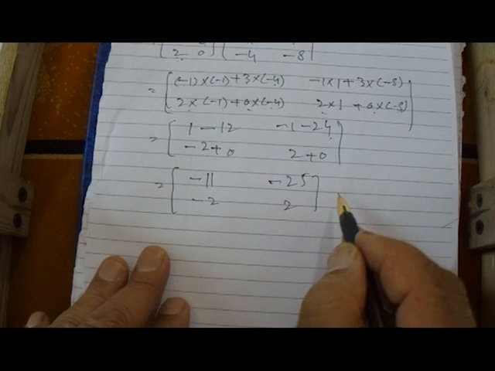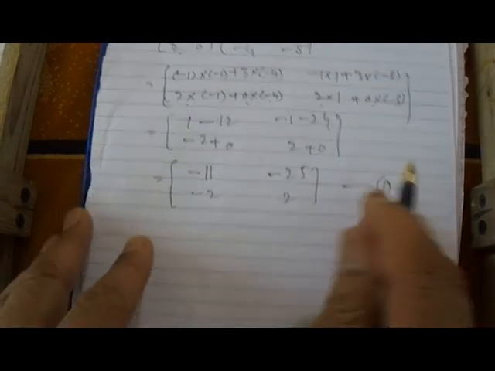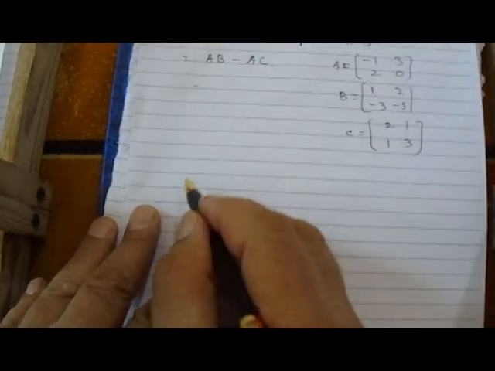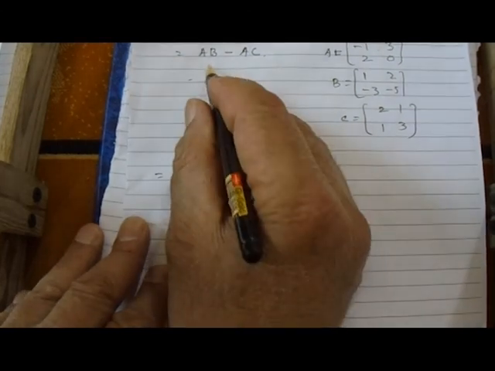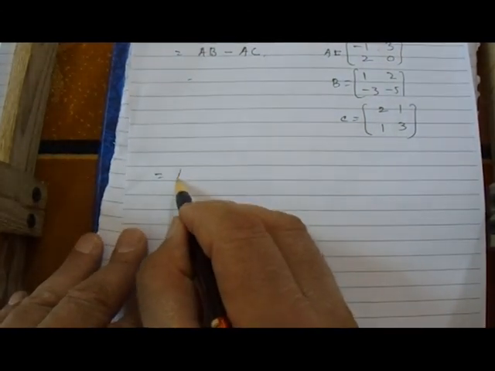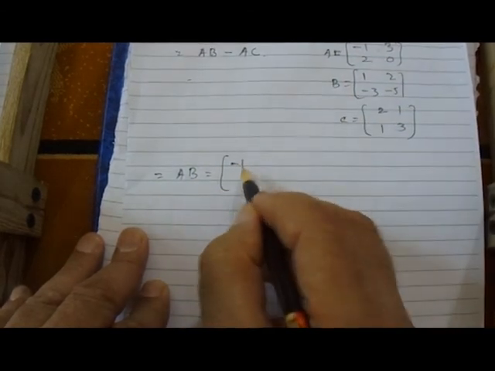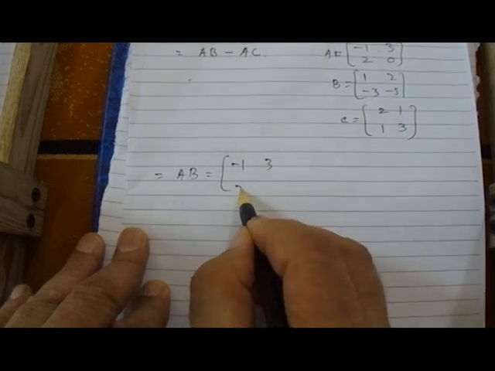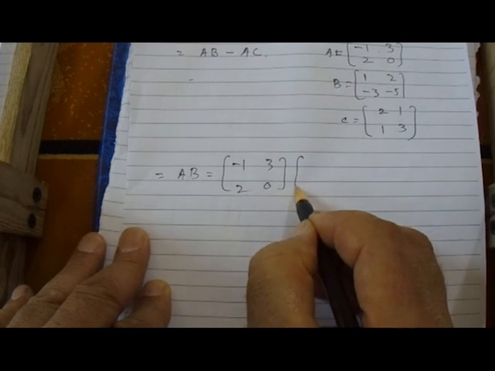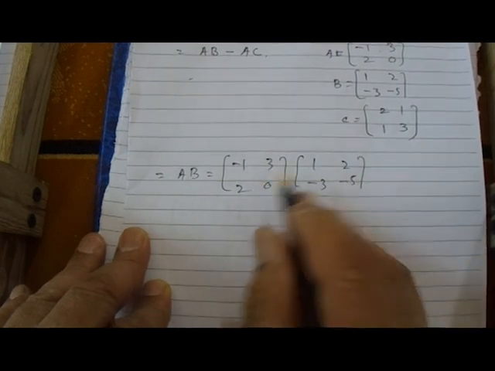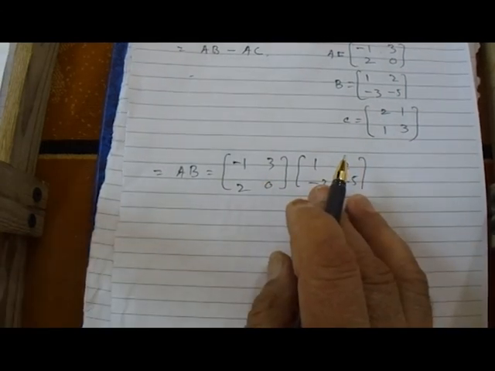Now this is our first result, our AB minus AC. Then we solve the next part. The second part: first we find AB, A multiplied by B. This is our A, minus 1, 3 and 2, 0. Now write B, this is 1, 2, minus 3, minus 5. Now we multiply this by this and we get the answer.